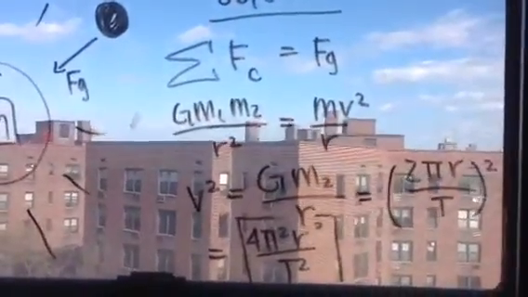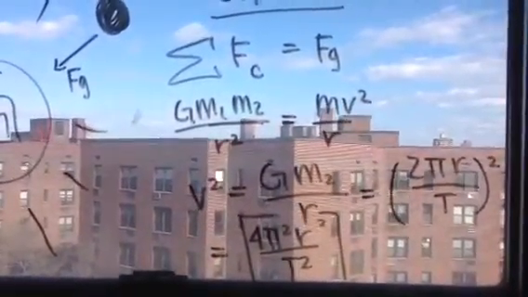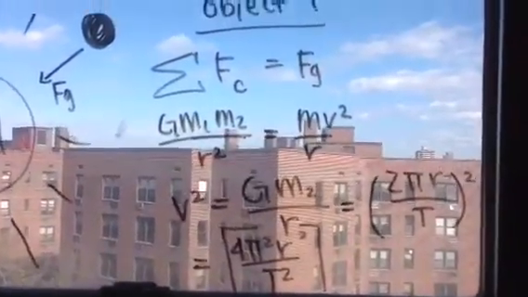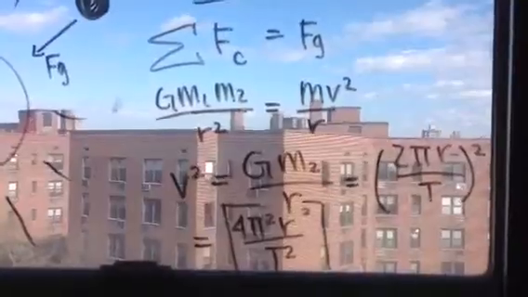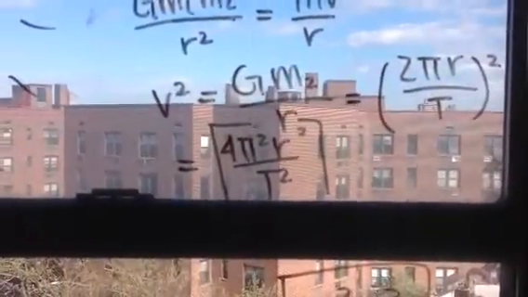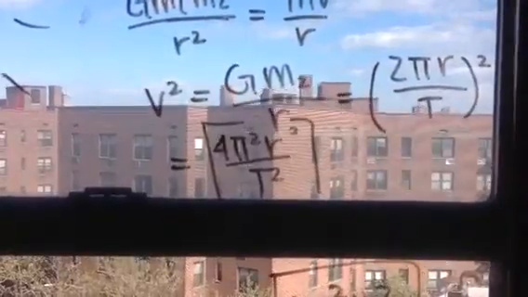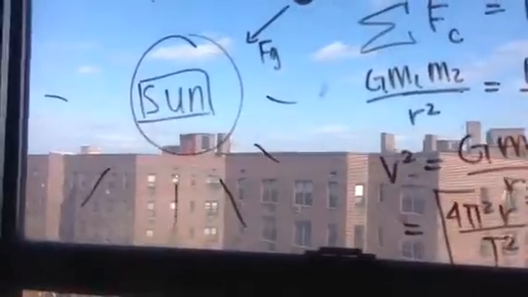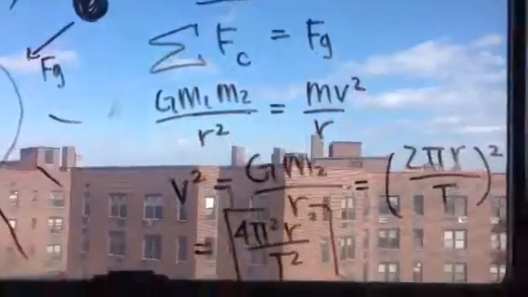Using the equation of the force of gravity, which is G, the universal gravitational constant, times m1 times m2 over r squared, equal to mv squared over r, which is the equation for the centripetal force. Solving for v squared, we get v squared equals G times m2 over r. Make sure to note that m2 is equal to the mass of the Sun, not the mass of the object.